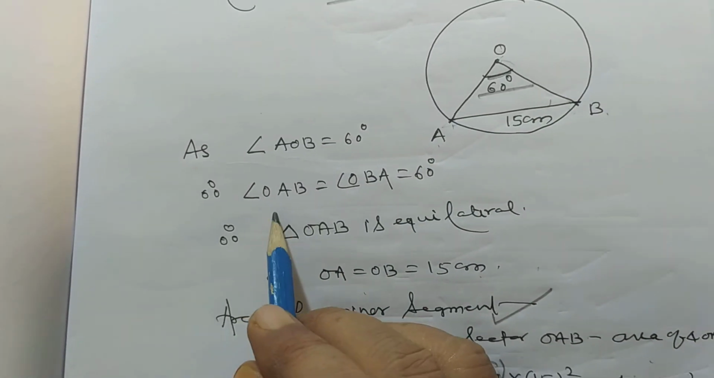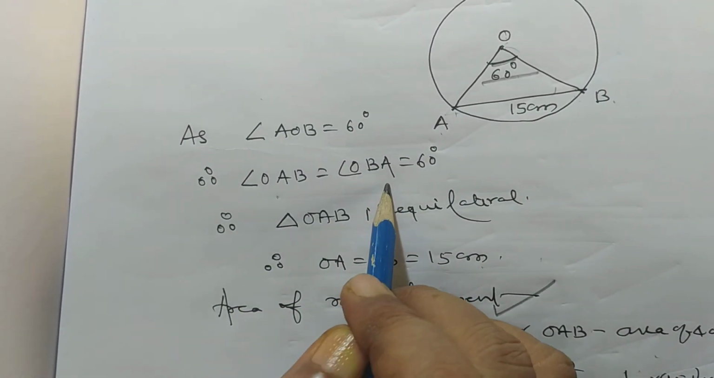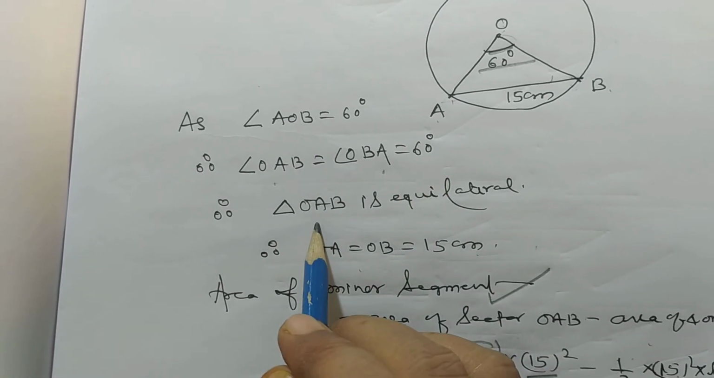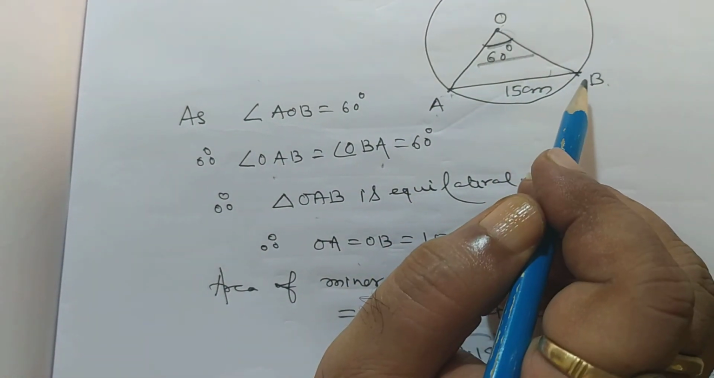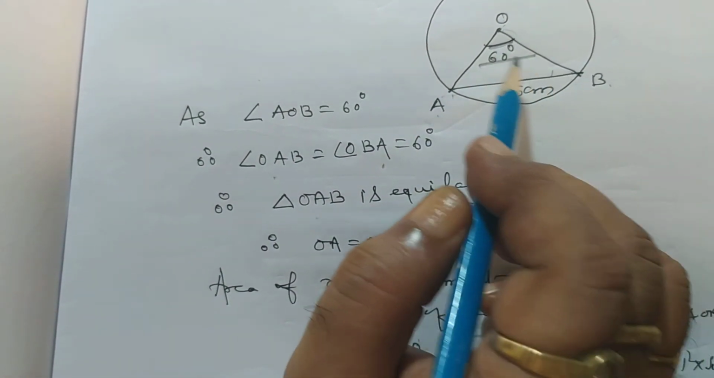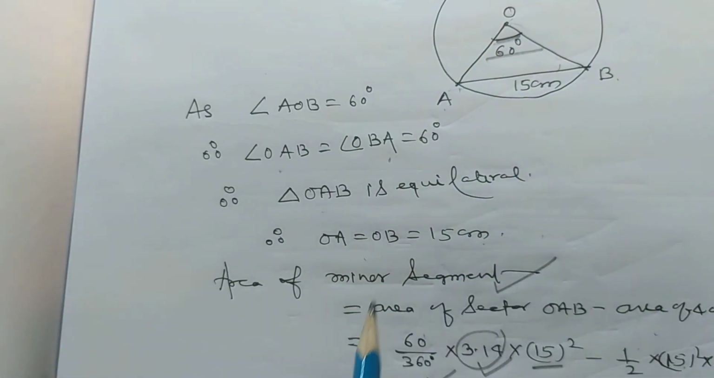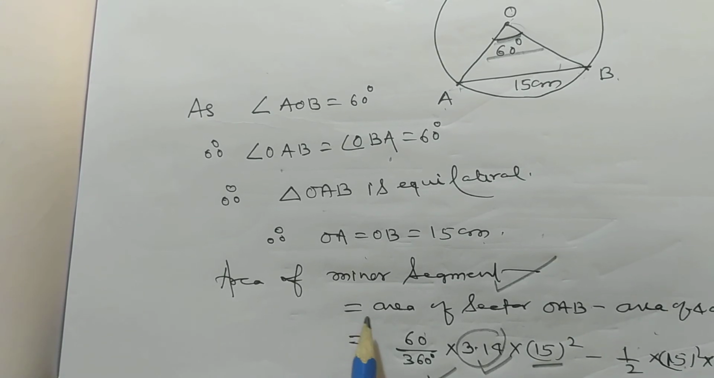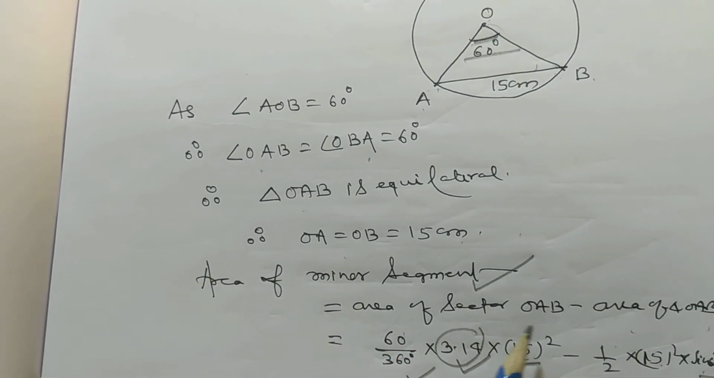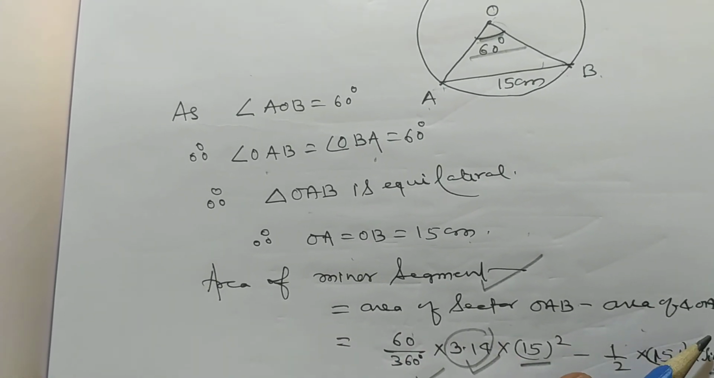So what do you observe? Angle OAB is equal to angle OBA is equal to 60 degrees. So OAB is an equilateral triangle because OAB is isosceles triangle and this vertical angle is 60 degree. Therefore it is equilateral triangle. So area of minor segment is equal to area of sector OAB minus area of triangle OAB.